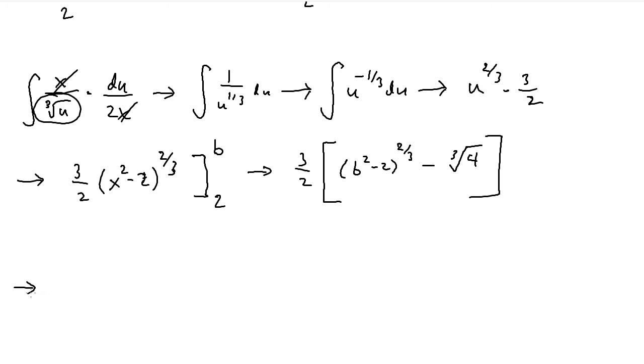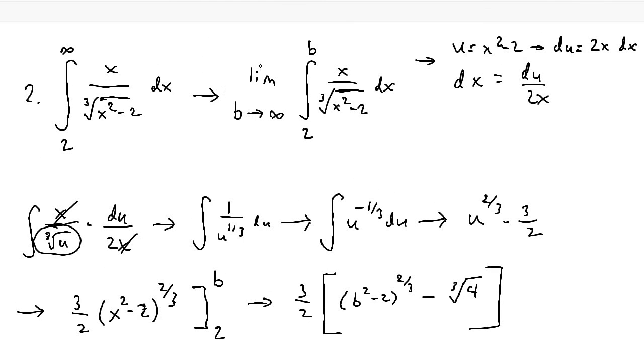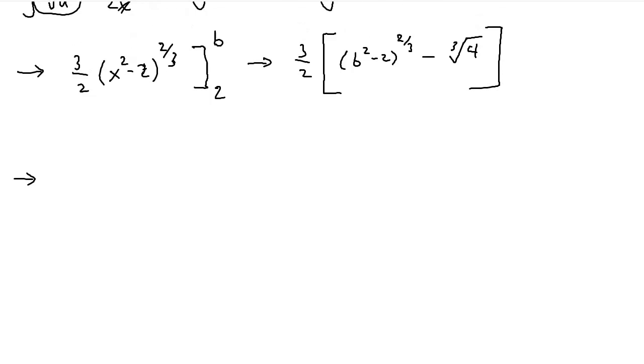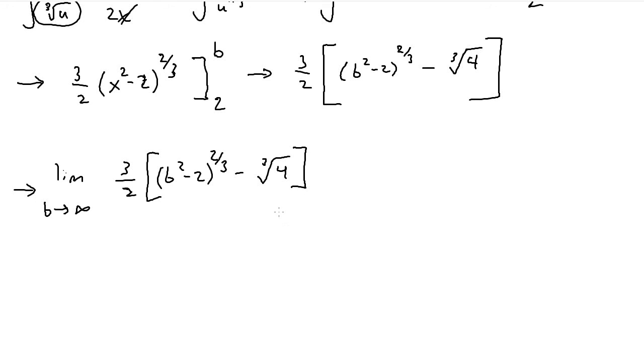So now I can put my limit definition back in, because we said the limit as b approaches infinity. So if I rewrite this, the limit as b approaches infinity of 3/2 times b squared minus 2 to the 2/3 minus the cube root of 4. Now if I substitute infinity in for b, then I'll get 3/2 times infinity squared minus 2 to the 2/3 power minus the cube root of 4.